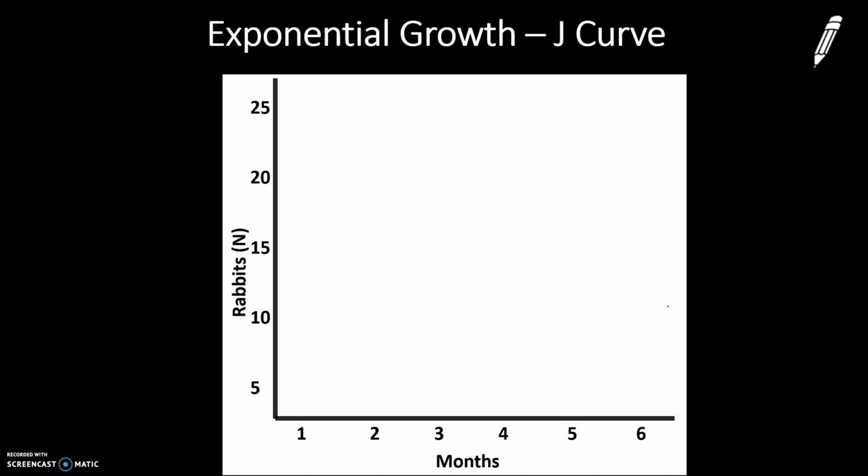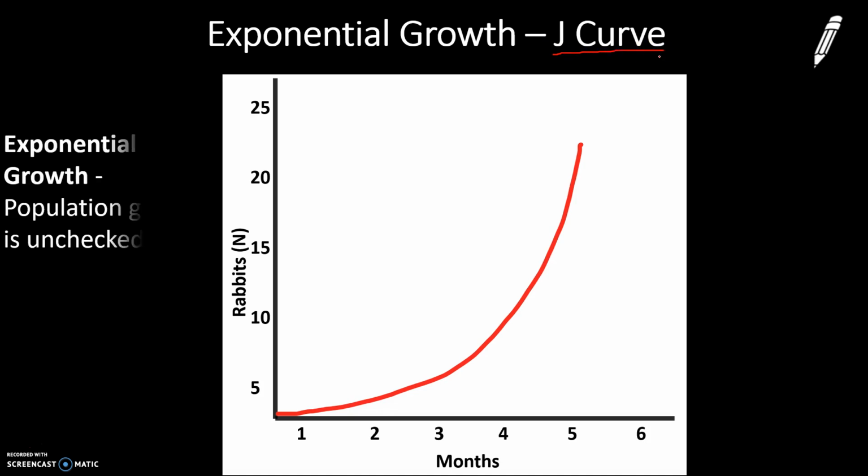If there weren't limiting factors, we would say that there's exponential growth. As the numbers increase, so does the rate increase, okay? And it would look like a J curve. That's what the graph would look like. What the J curve tells us is that the population is unchecked. There's not something that's going to drop that number of individuals, okay?